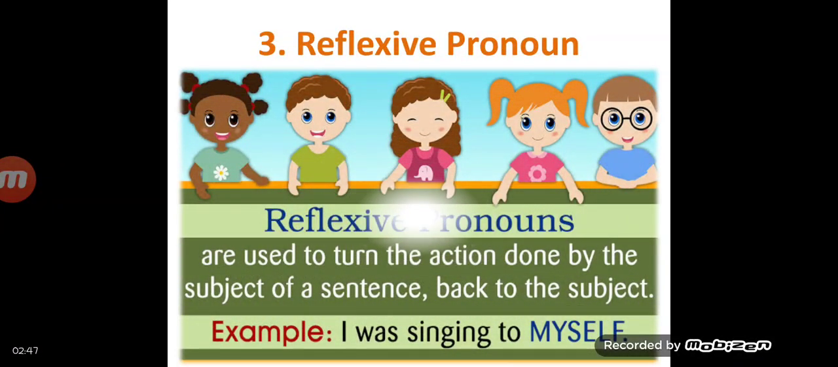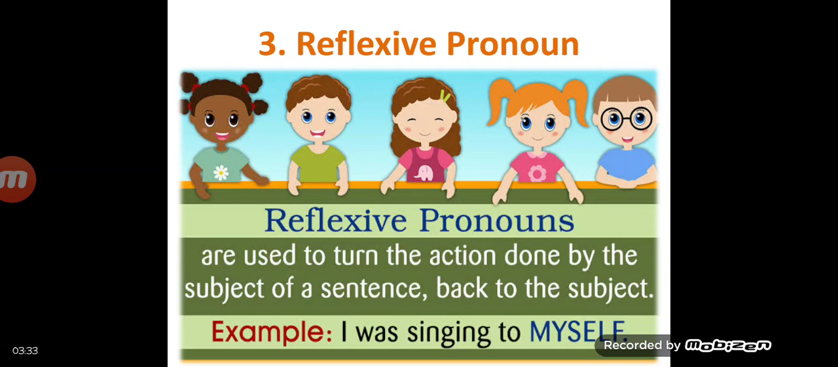Reflexive pronoun. Reflexive pronouns are used to turn the action done by the subject of a sentence back to the subject. You can also say that reflexive pronouns are used to refer back to the subject in the sentence. For example, Tina fell and hurt herself while cleaning the lawn. So, herself is referring back to the noun Tina. On the other hand, if the sentence is, I treated myself to an ice cream, here the word myself is referring back to the word I.